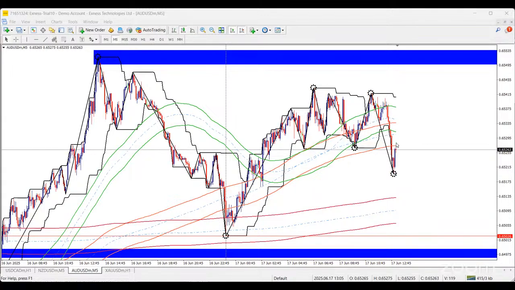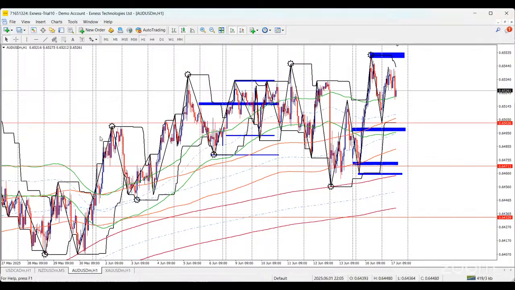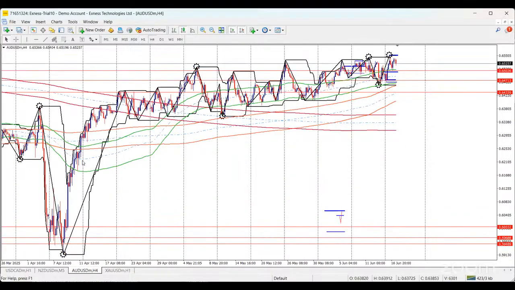So on AUD/USD M5 now, I'm still looking for buy continuations. On the H1 time frame, our structure is clearly still to the upside. Even when you come on H4, looking at the most recent price action since April, AUD has been buying and buying and buying.